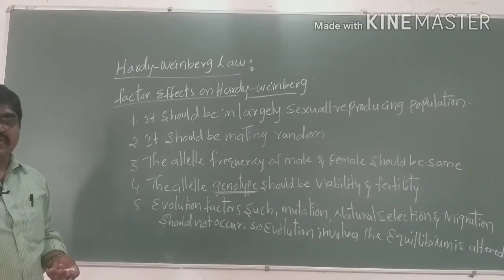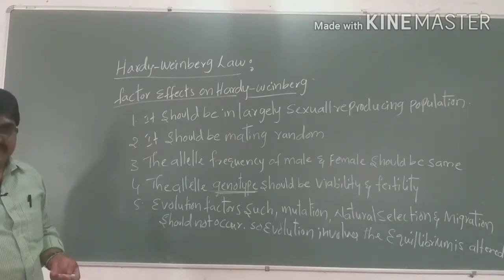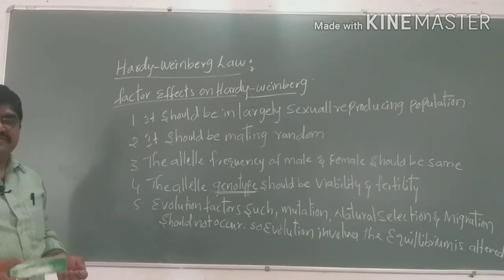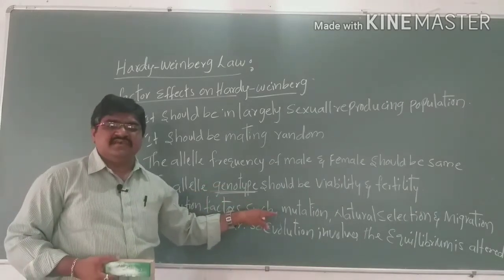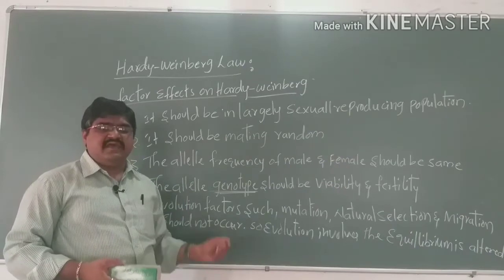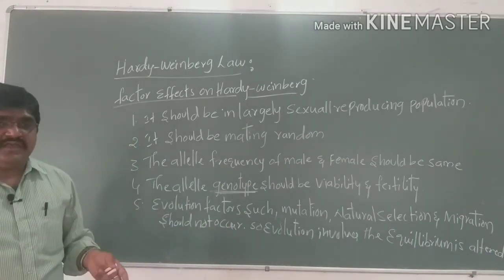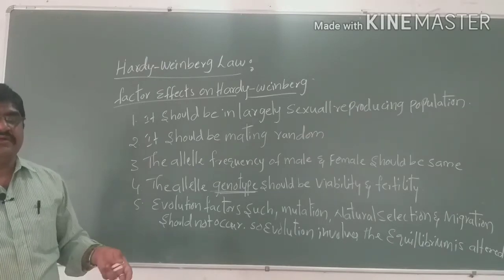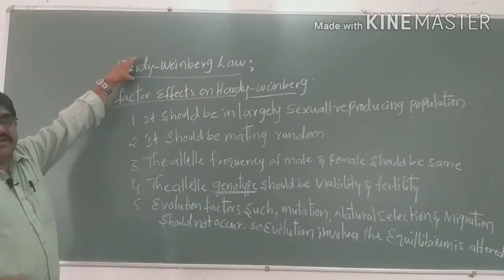If they are altered, the genes may change due to environmental factors, mutations, natural selection, reproduction or speciation. These factors affect the rate of Hardy-Weinberg. Then the equilibrium is altered, and we cannot say the population is in equilibrium.